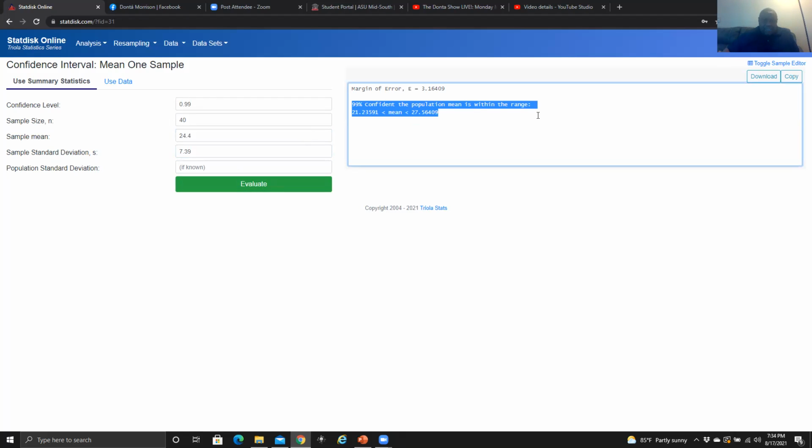From 21.24, if I round this off to 2 decimal places, 21.24 to 27.56. What that means is that we are 99% confident that the true mean body mass index for all females falls between 21.24 and 27.56.